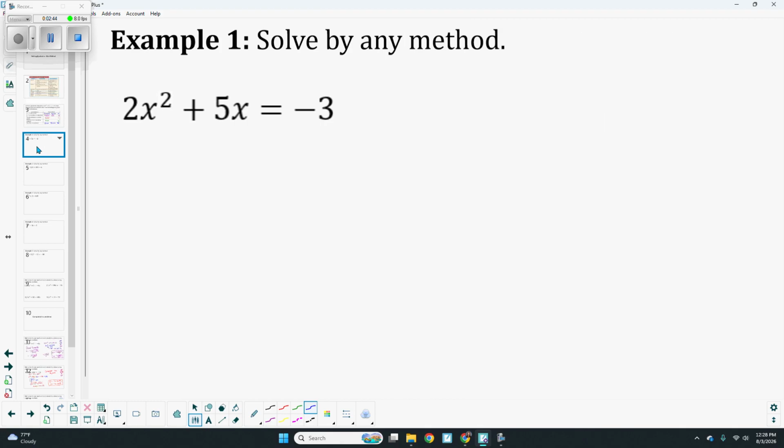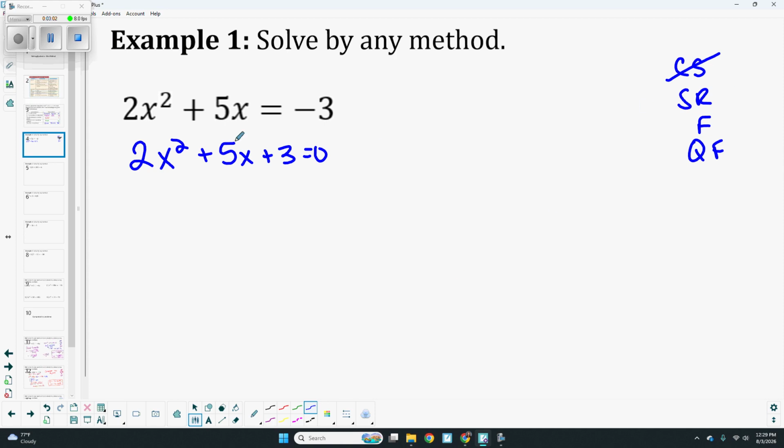Okay? So for each of these, we're going to use a different method. For example 1, I have 2x squared plus 5x, and if I move this over, plus 3 equals 0. Out of my choices of complete the square, square roots, factor, and quadratic formula, a is not 1, so I'm not going to complete the square. I have a b term, so I'm not going to do square roots. So it's either factoring or quadratic formula. I'm going to use my discriminant to choose between the two. The discriminant would be 5 squared minus 4 times 2 times 3, b squared minus 4ac. So 25 minus 8 times 3 is 24, equals 1. 1 is a perfect square. That tells me this is actually factorable.